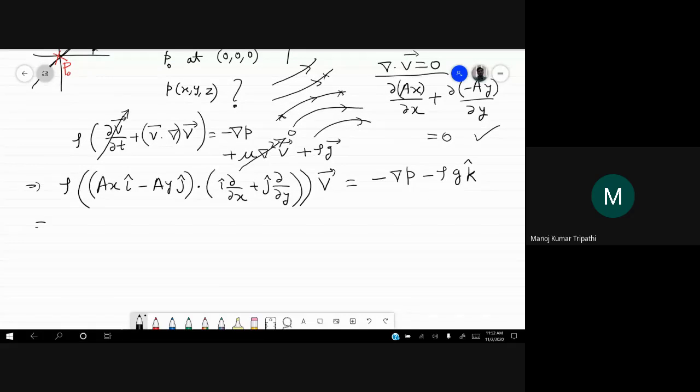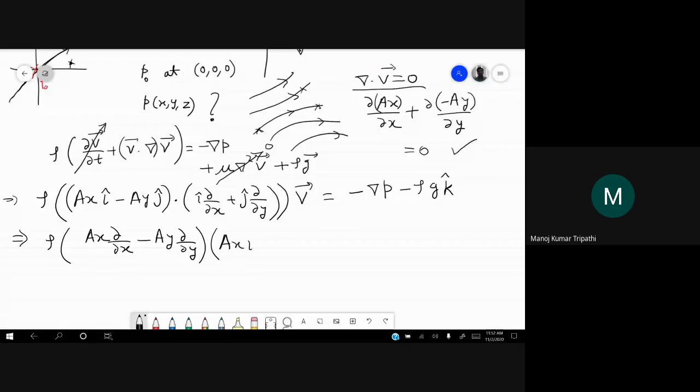Now this implies, now let us take the dot product of these two. We get ax dou by dou x minus ay dou by dou y acting on the velocity field ax I cap minus ay j cap, equals minus del p plus rho g k cap. Also we can expand, but we'll wait for the next step.